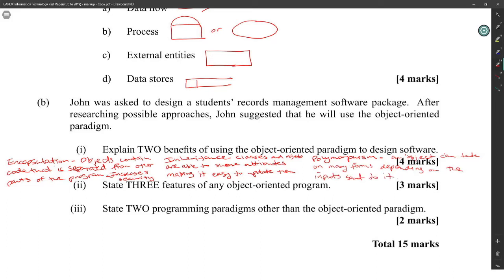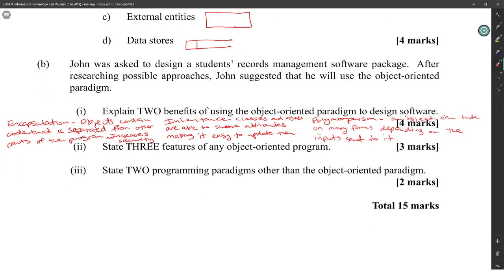State three features of any object-oriented program. Oh, did I just do that? What did I do there? Alright, three features of an object-oriented program will be classes, objects, and methods.